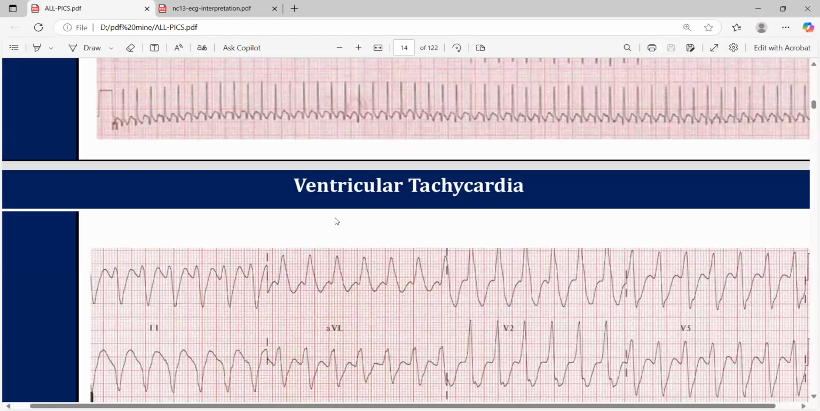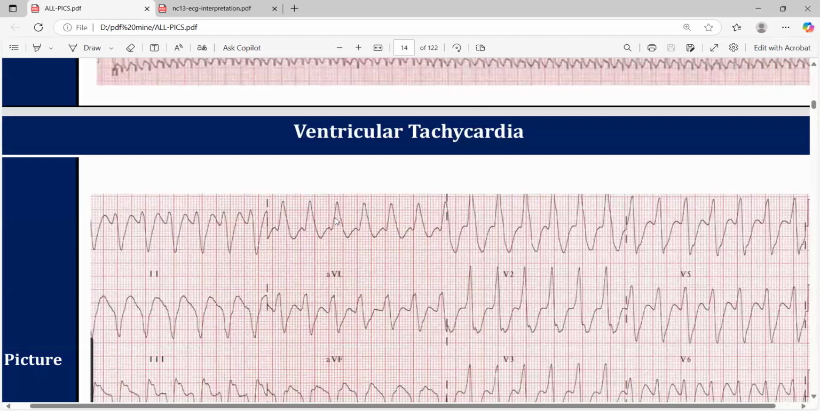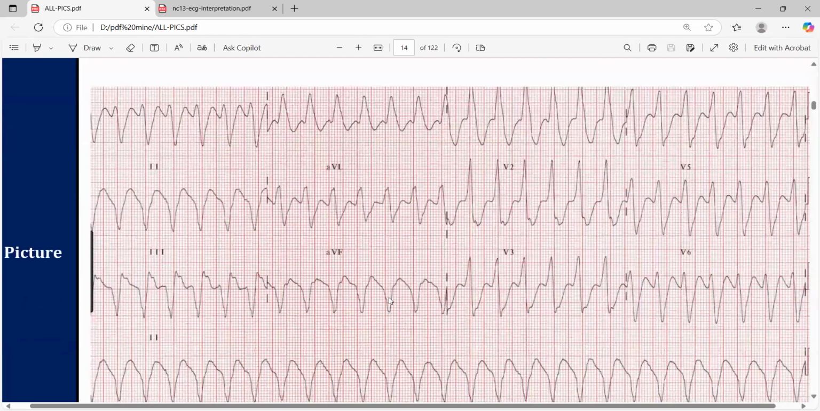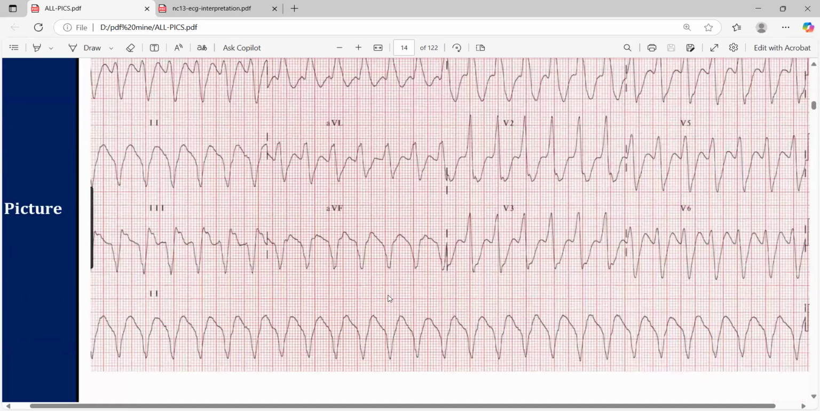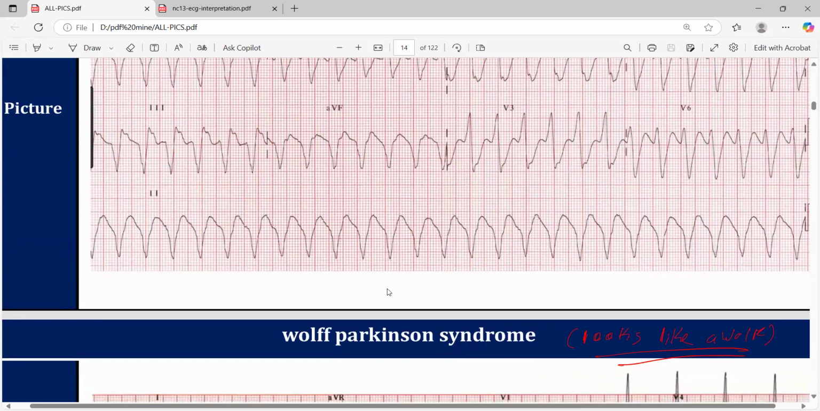Then comes the ventricular tachycardia. Now everything becomes so wide. So you can see this is basically ventricular tachycardia. Although you will be able to figure out there is P wave, there is QRS, everything, but it is wide. So this is ventricular tachycardia. We will decide if the patient is stable or unstable. On the basis of that, we will go for the cardioversion or not.